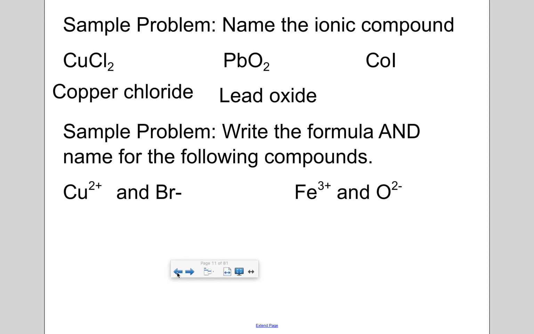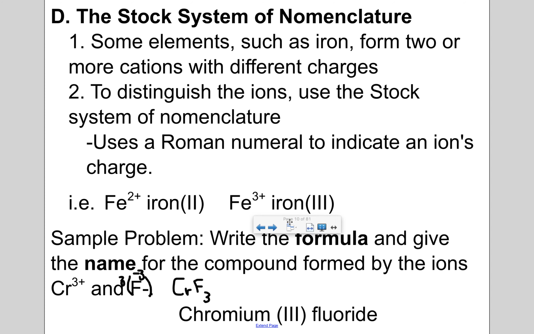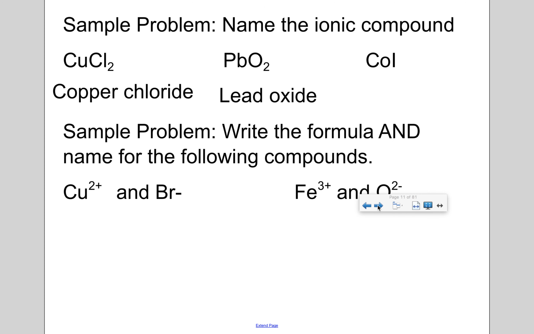All right, you know what, guys, I'm going to have to back up. Sorry. So you might be wondering, when do you use Roman numerals? We tend to use Roman numerals if they are transition metals, any element in the D block. And the sample problems on the next slide just triggered that information because copper can also be +1.